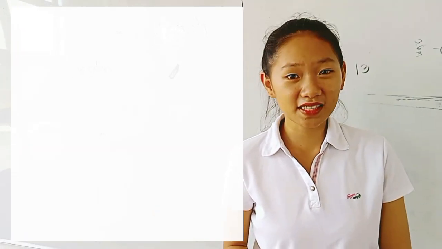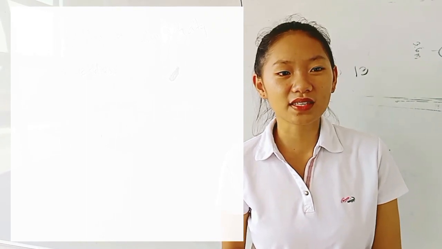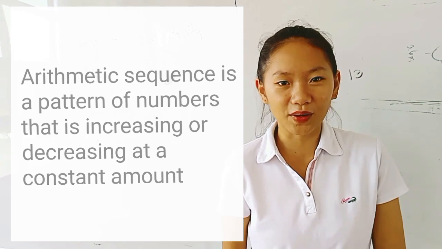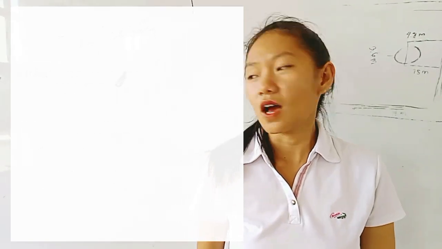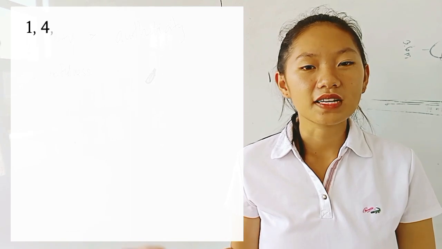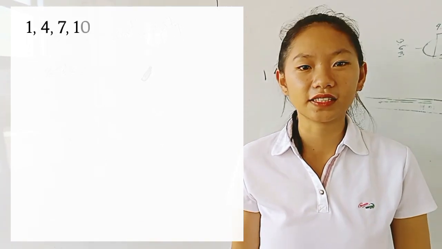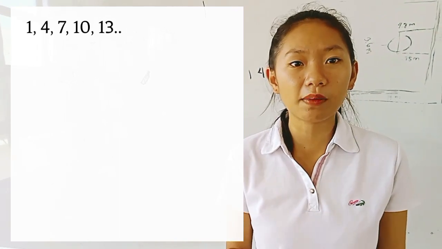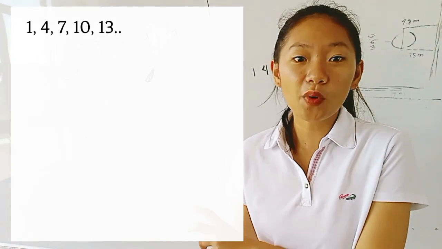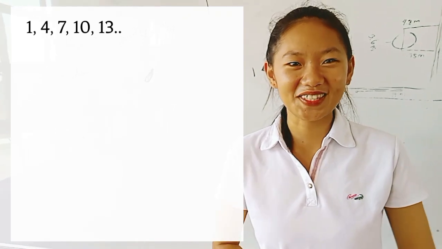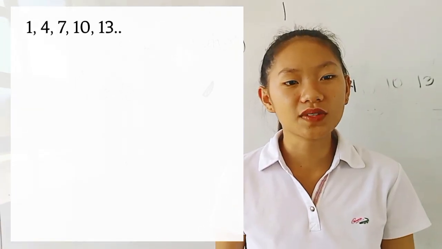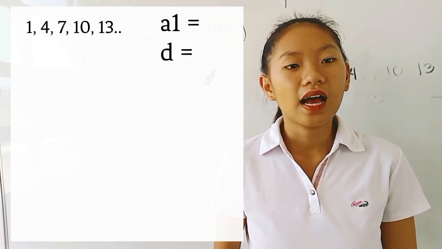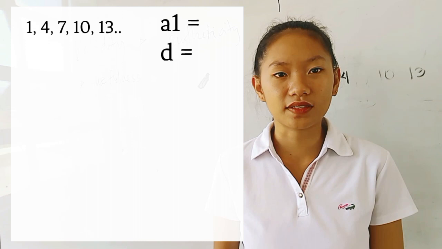So what is an arithmetic sequence? An arithmetic sequence is a pattern of numbers that is increasing or decreasing by a constant amount. So let's have an example: 1, 4, 7, 10, and 13. We can say that this is an arithmetic sequence because the terms are increasing by a constant amount, and they have a common difference. For each arithmetic sequence, identify the term a sub 1, the common difference d, and the next term in the sequence.